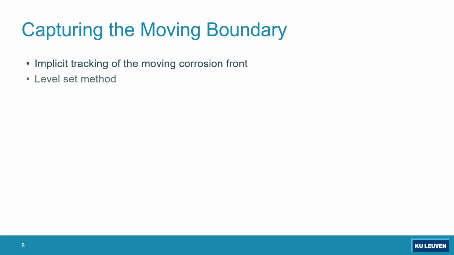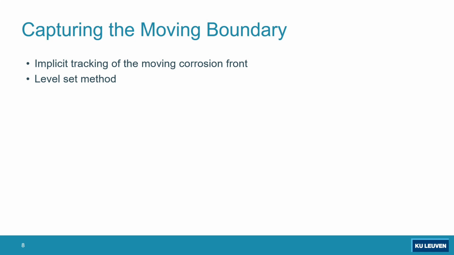But as I said, the moving boundary is quite important in this work to compute the mass loss and study the change of morphology of the objects, of the implants and medical devices. And in order to do that, we implicitly track the moving corrosion front. For this, we take advantage of the level set method, which is a very nice and quite advanced technique to formulate moving boundary problems.